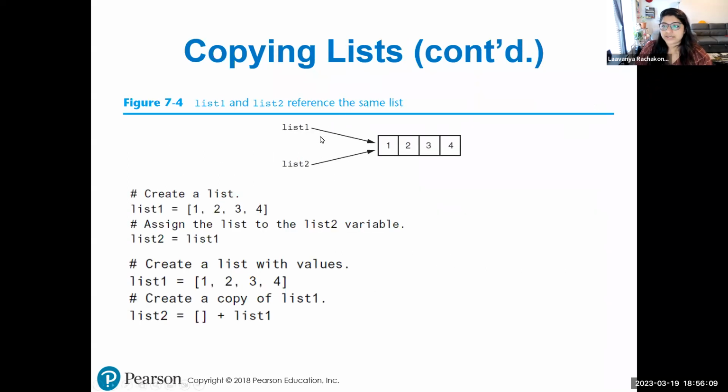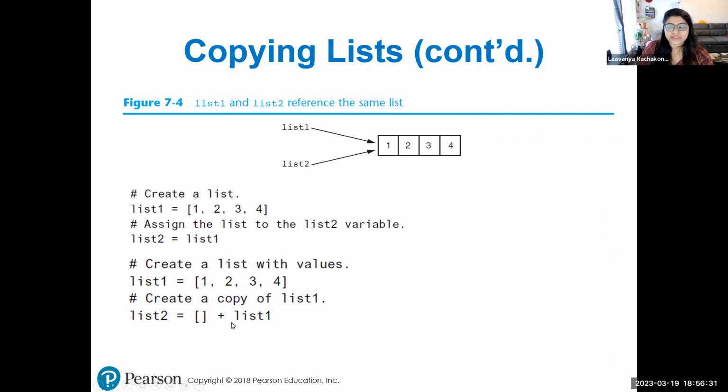So here is an example for the same. You have list 1 is 1, 2, 3, 4. List 2 is directly equal to list 1. Now list 2 is also 1, 2, 3, 4. So after this operation, you have two lists, list 1 and list 2, which are both equal to 1, 2, 3, 4. Here is the next example, that is by using the concatenation operator.